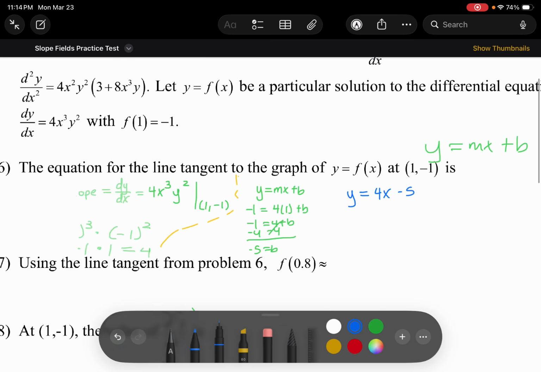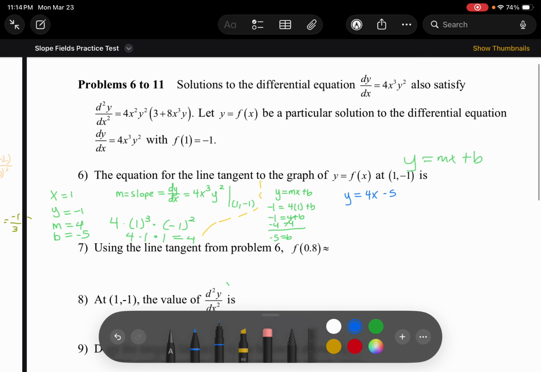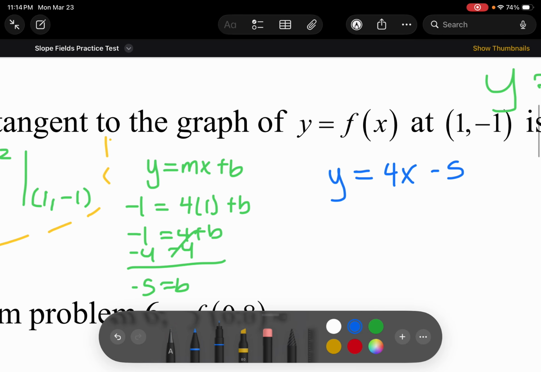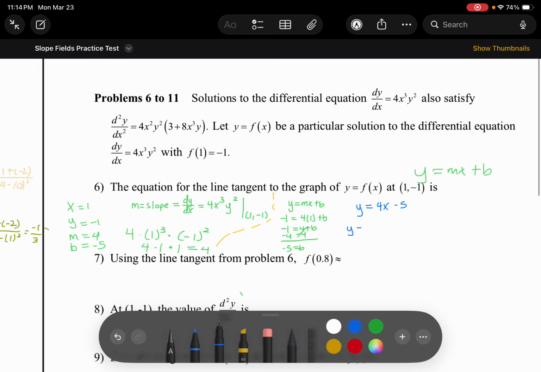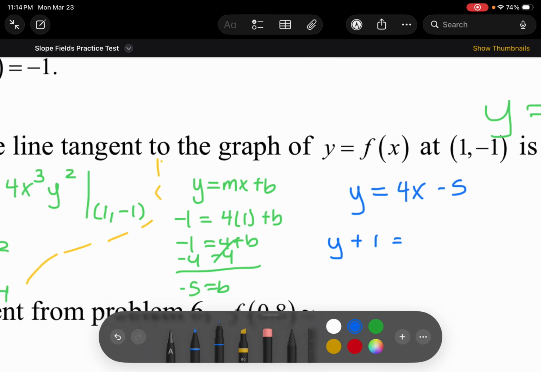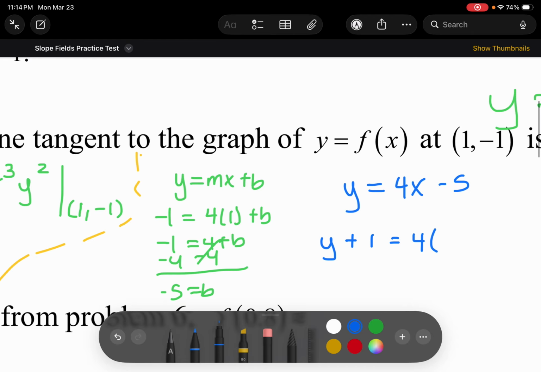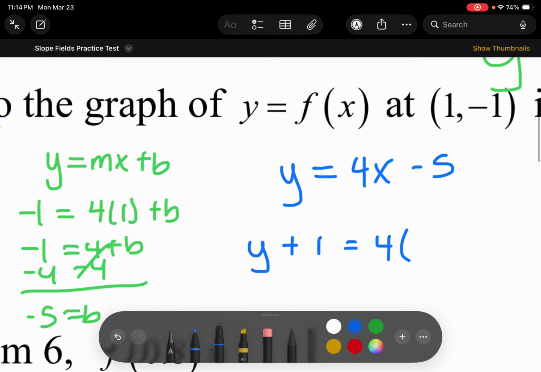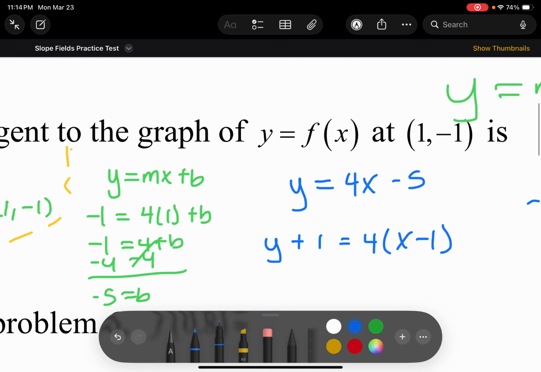And then let's do it in y and point slope form. So it's going to be y minus negative 1, which is going to be y plus 1, equals m times x minus x1. So it's going to be x minus 1. And then that is your answer. Let's highlight this one.